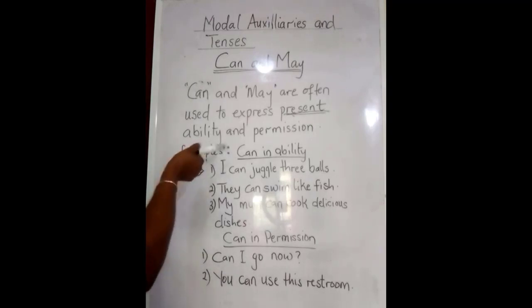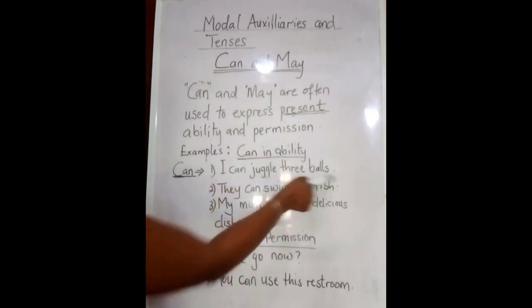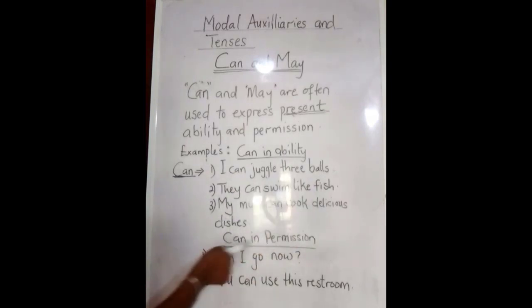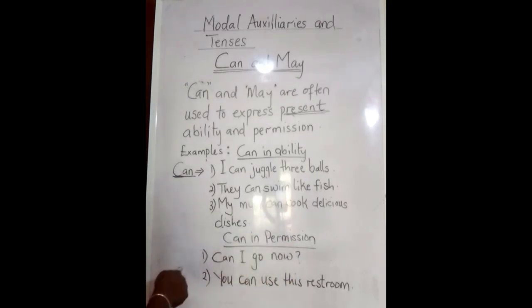So we've seen how can is used to express ability, being able to do something in the present: I can juggle 3 balls, they can swim like fish, my mom can cook delicious dishes. And we have also seen how can is used in expressing permission, to ask for permission, can I go now? And also to grant permission: you can use the restroom.